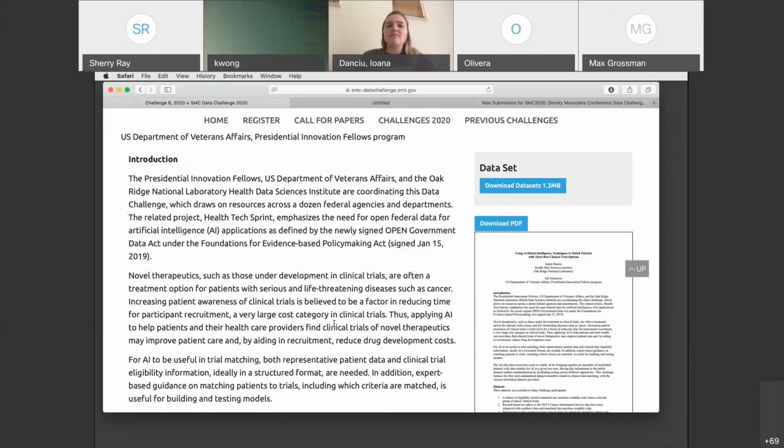But one of the problems is that not enough patients are recruited for the clinical trials, and so that makes a lot of the research and development that was put into the drug take much, much longer. It's very time consuming, and it involves using a lot of resources. And on the other hand, patients that have severe diseases such as cancer don't get access to the most novel treatment options that are available for them. And so our challenge focuses on using AI techniques to match patients with clinical trials.